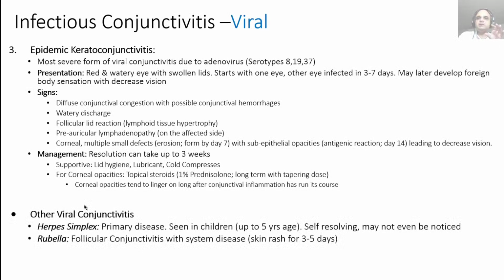The other types of viruses that cause conjunctivitis are herpes simplex, which is a primary infection by herpes simplex, and this is usually seen in children. It's self-resolving. In fact, it's so mild that many of the times it's not even noticed. Rubella also causes a follicular type of conjunctivitis, and it's usually associated with the systemic disease, German measles, or that skin rash that you get for between 3 and 5 days.